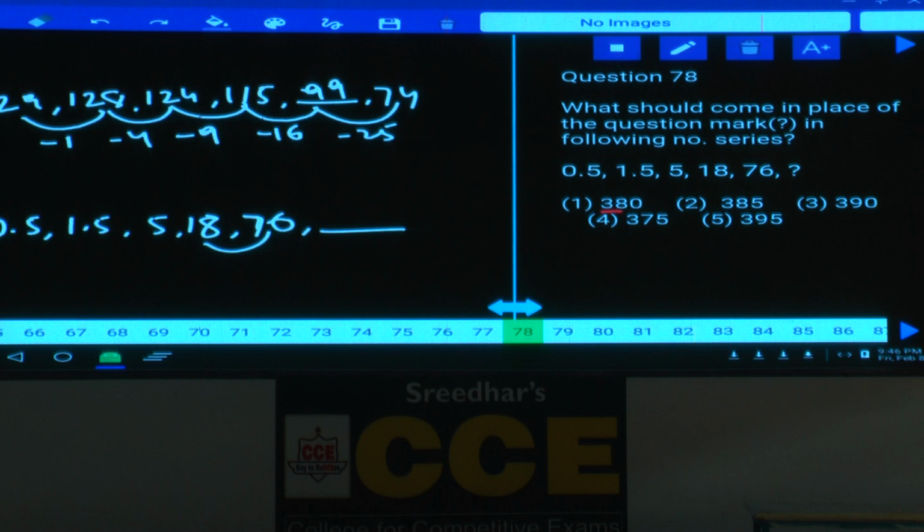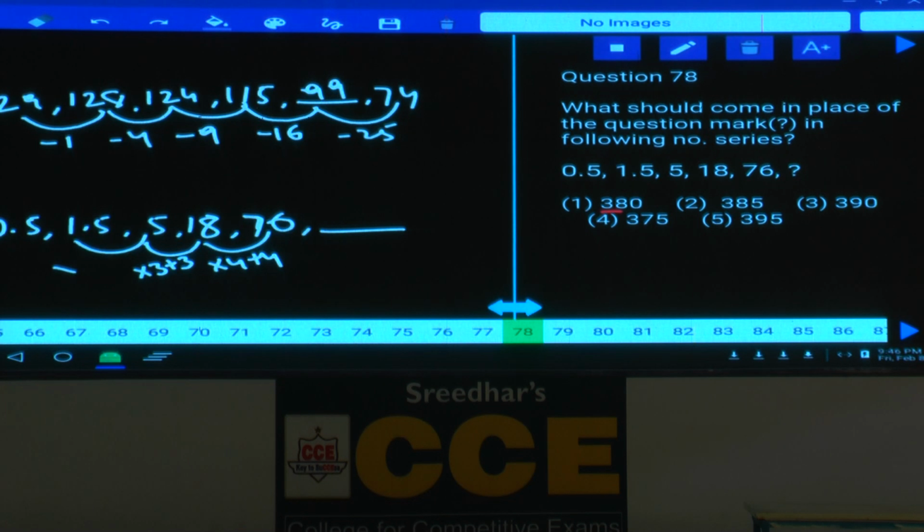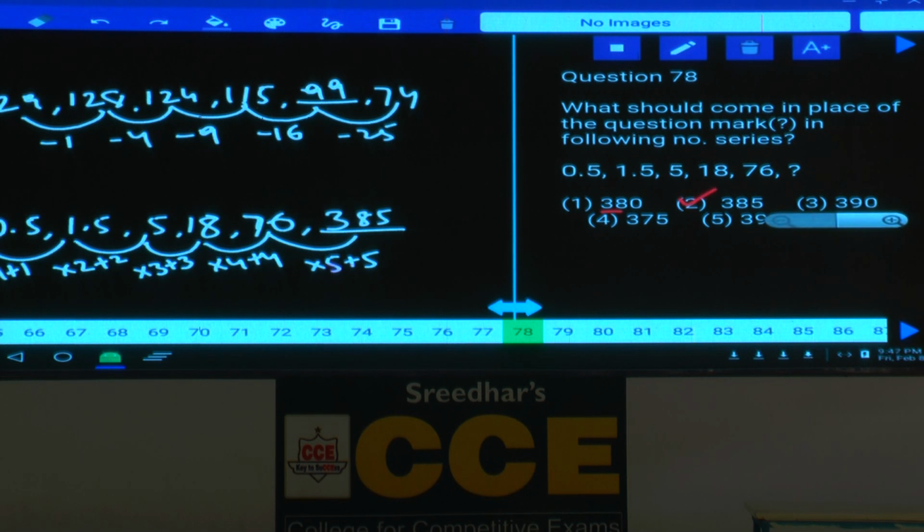18 and 76, tell me how can you relate these two? 18 into 4 is how much? 72 plus 4 is 76. And 5 and 18: 5 into 3 is 15, plus 3 is 18. And 1.5 and 5: 1.5 into 2 is 3, plus 2 is 5. And the next one is into 1 plus 1: 0.5 into 1 is 0.5 plus 1 is 1.5, into 2 plus 2, into 3 plus 3, into 4 plus 4. Next one into 5 plus 5. Now 76 into 5 plus 5 is how much? 380 plus 5 is 385, and it is choice 2.